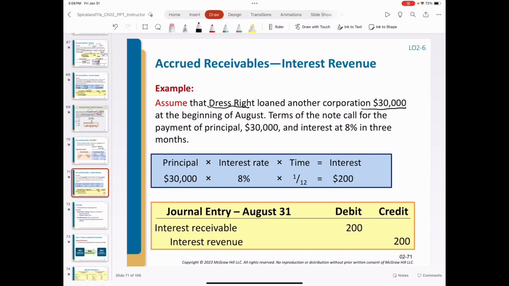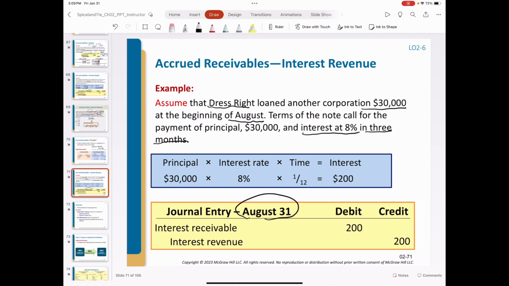At the beginning of August, the first day of August, this company lent another company $30,000. That's the principal. The interest is 8% for 3 months. So that's a short-term loan, 3 months duration. By the end of August 31st, we should accrue the interest revenue or interest receivable for this company.